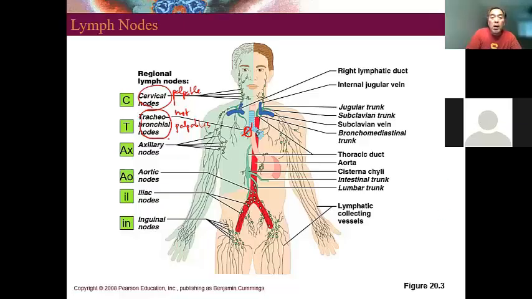Now, the third node is located in the armpit. Remember, the word armpit means axilla, so this is called the axillary node. It's just underneath the armpit. If you see the location of these nodes, they're the ones that actually drain anything that comes from the arm, forearm, and the chest. So this is superficial, and this is called the axillary nodes.